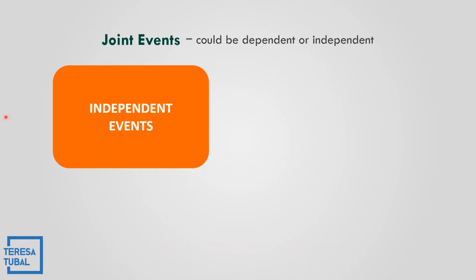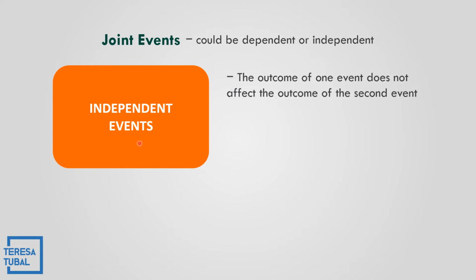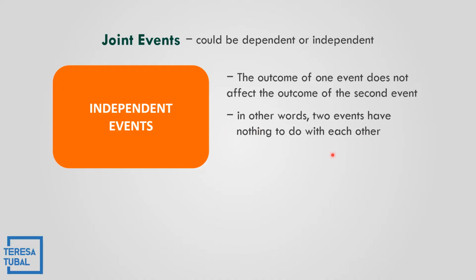How about independent events? Independent events, the outcome of one event does not affect the outcome of the second event. In other words, two events have nothing to do with each other. So the formula for the independent events is probability of A intersection B. It is equal to probability of A times the probability of B.